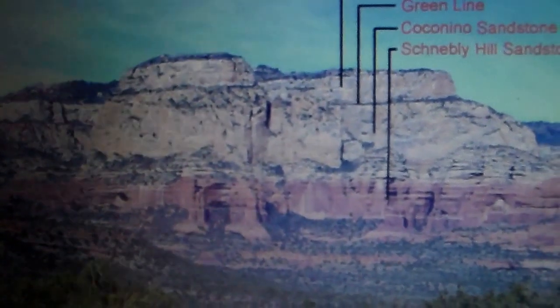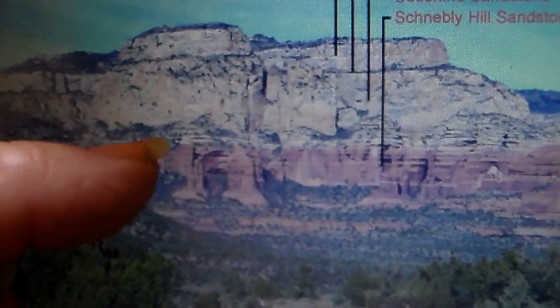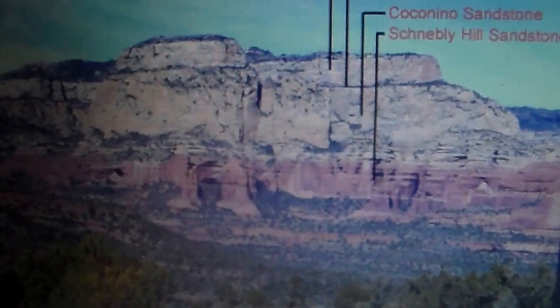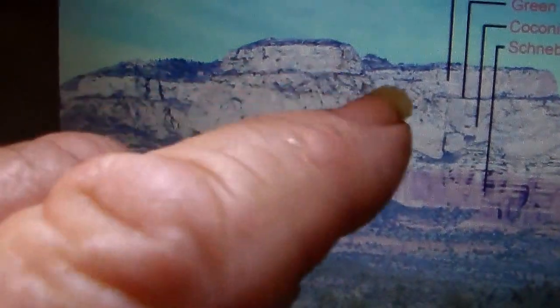Now these are some of the formations in Sedona, and you will notice the sudden changes in the layers, the colors. Now this wouldn't happen over millions of years. This happens suddenly. Notice the difference up here too. A flat layer there, a flat layer there, and throughout this are flat layers.